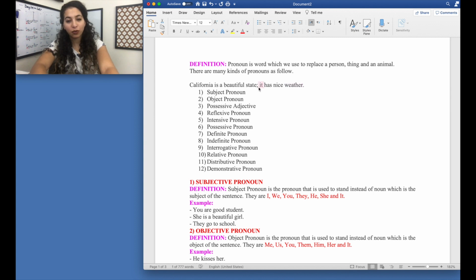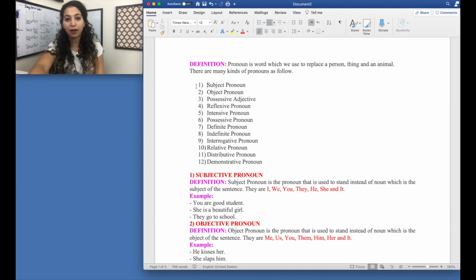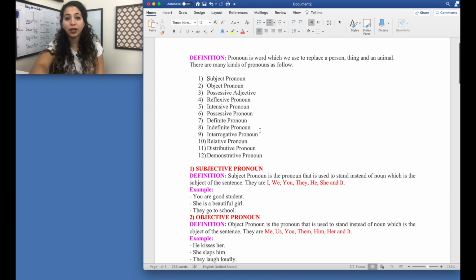And it over here, of course, is a pronoun, but each one of these nouns has a different position in the sentence, which means that if we were to replace them with pronouns, they will look different in each sentence. Let's take a look at what we have. So these are the categories we're going to look at today. It's going to be subject pronouns, object pronouns, possessive adjectives, reflexive pronouns, intensive pronouns, possessive pronouns, definite pronouns, indefinite pronouns, interrogative pronouns, relative pronouns, distributive pronouns, and demonstrative pronouns.